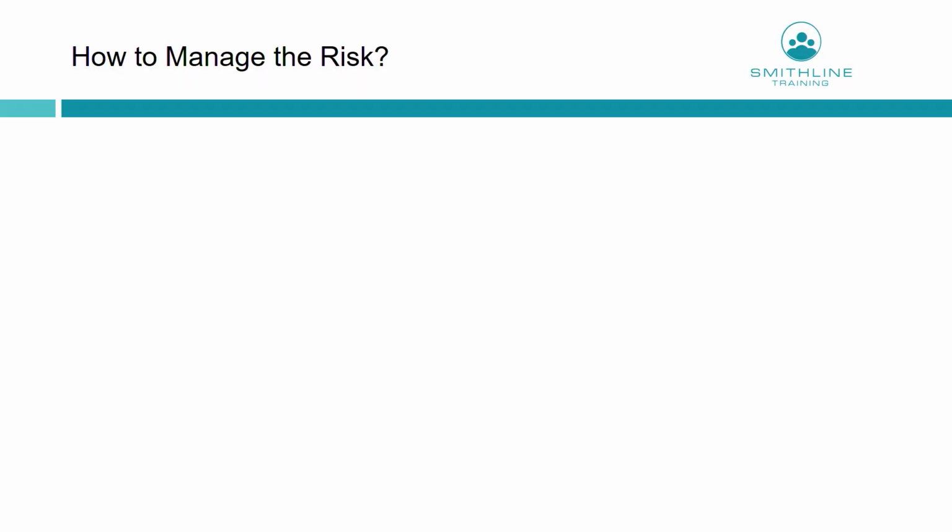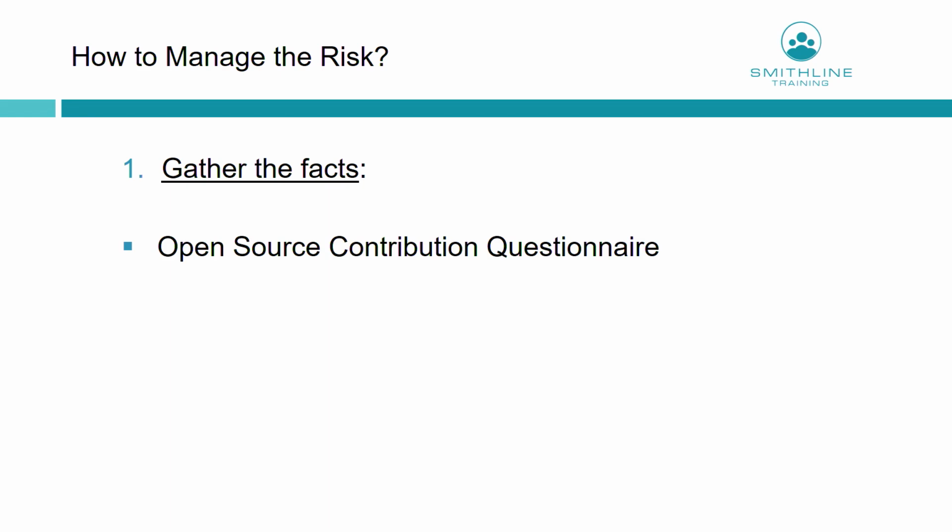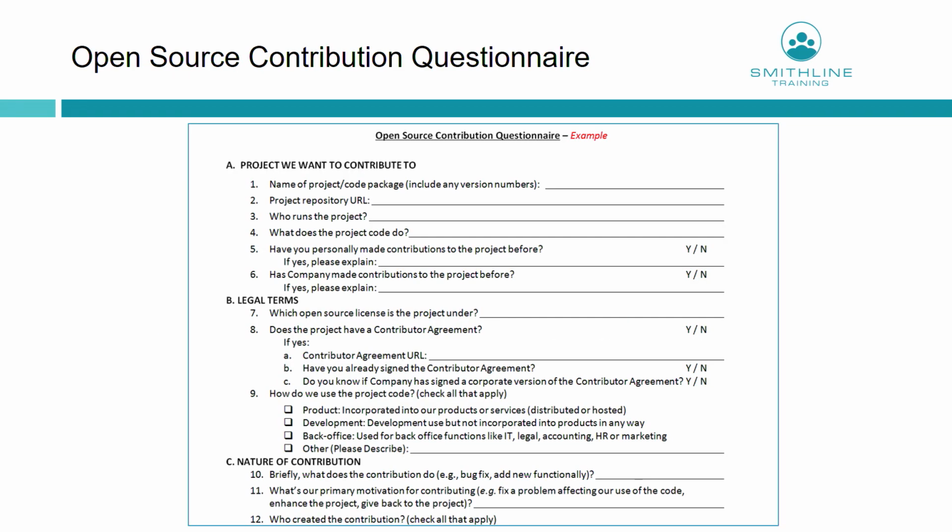So given these risks, how do you manage the risk? Well, the first thing you're going to want to do is gather the facts. And we'd recommend you do this through the questionnaires that we provided. There's the open source contribution questionnaire and the open source project release questionnaire. And hopefully you have these in front of you. If not, you might want to download them now and walk through the questionnaires as you watch this episode.